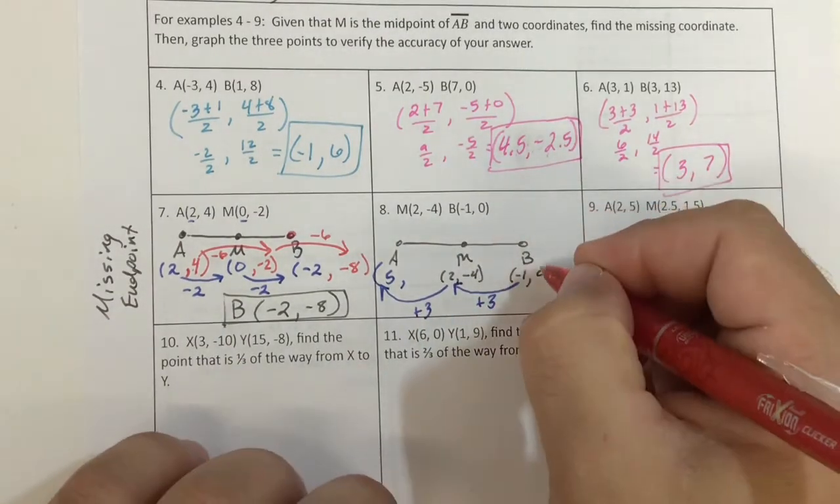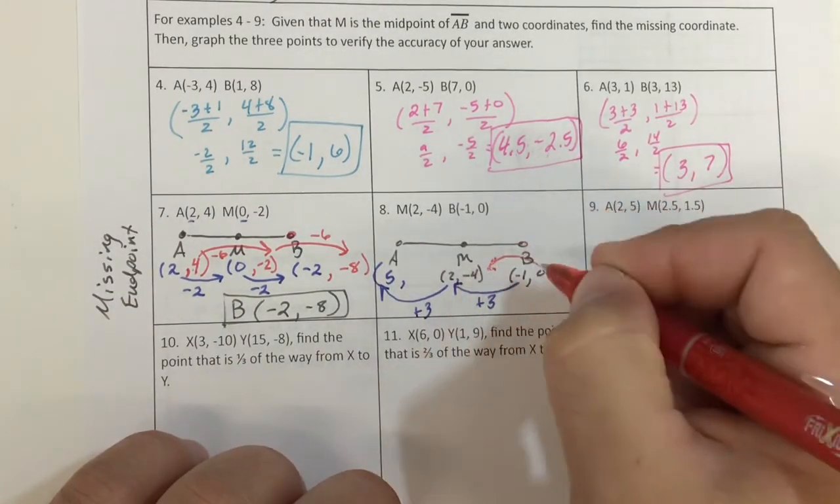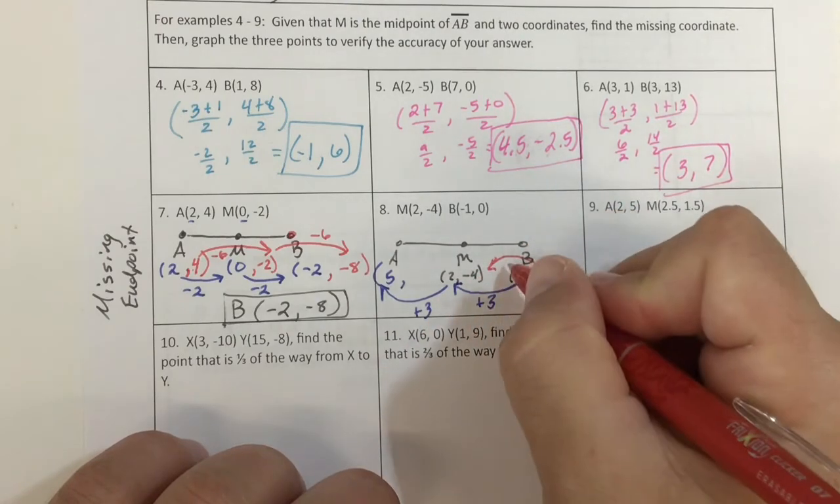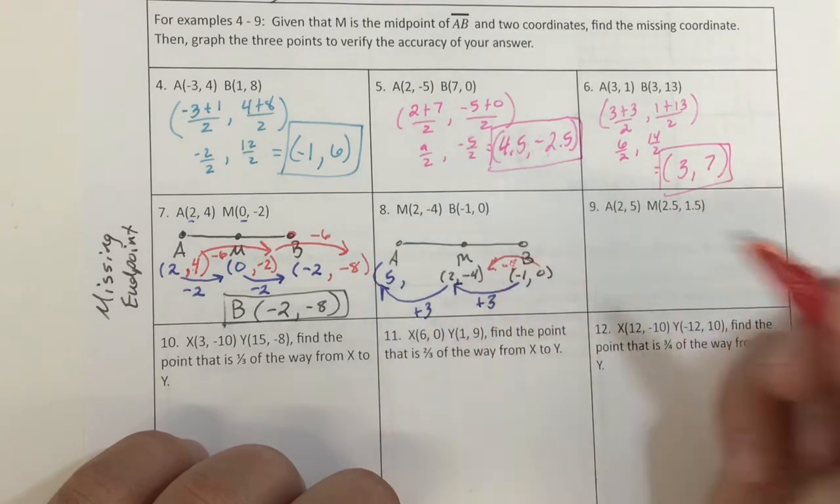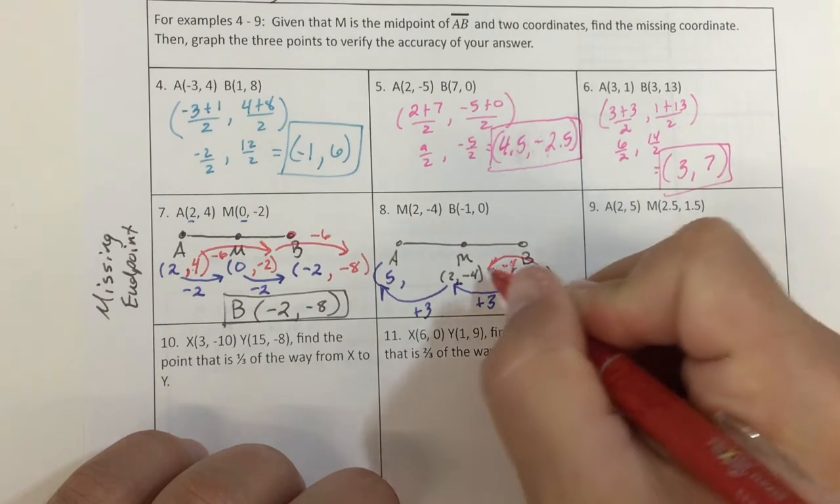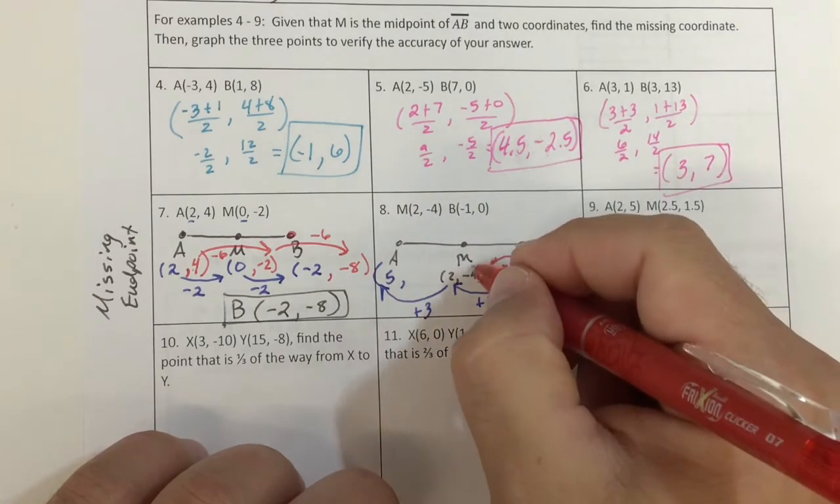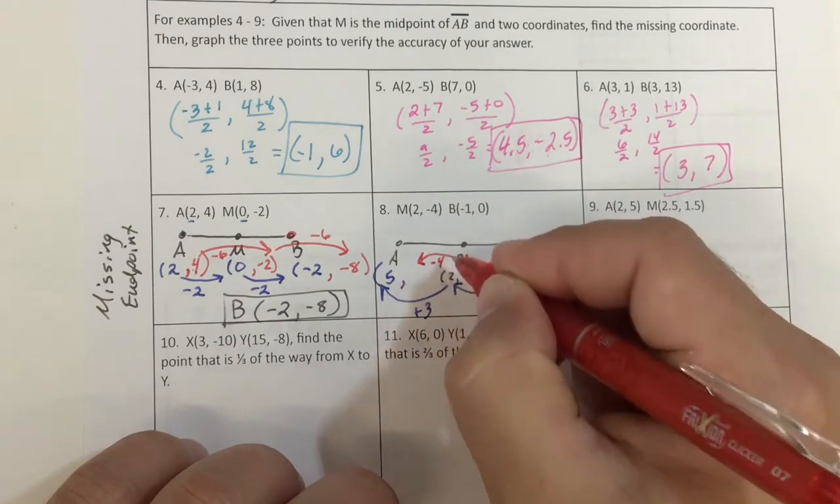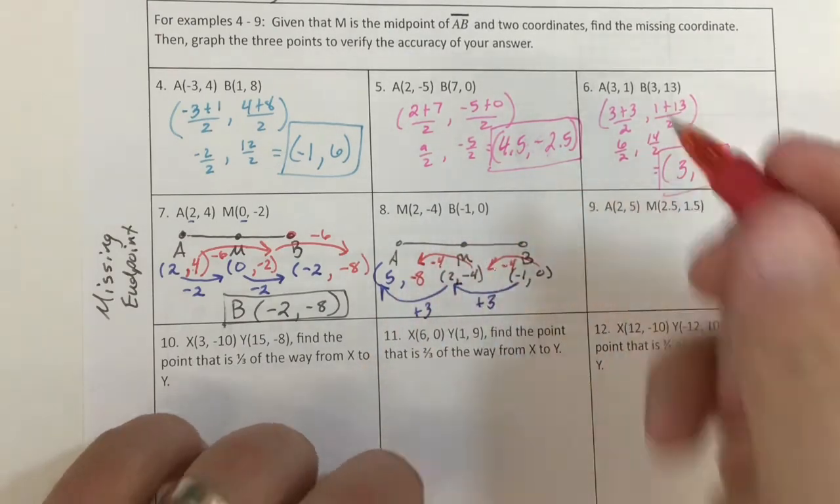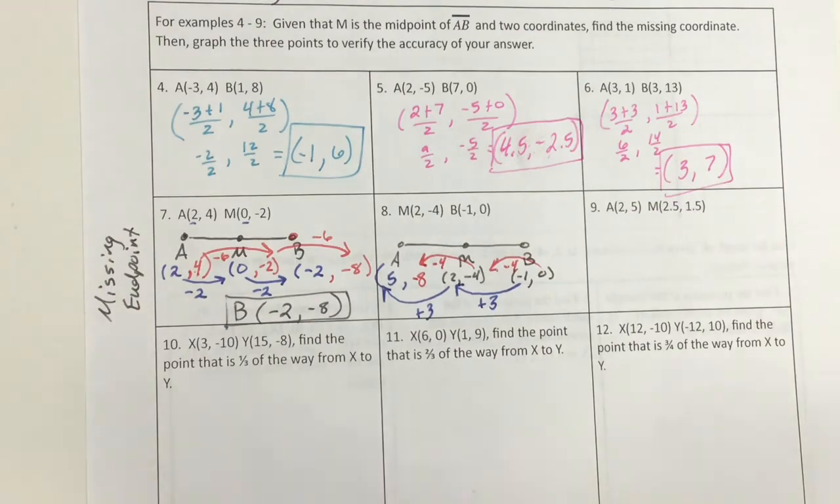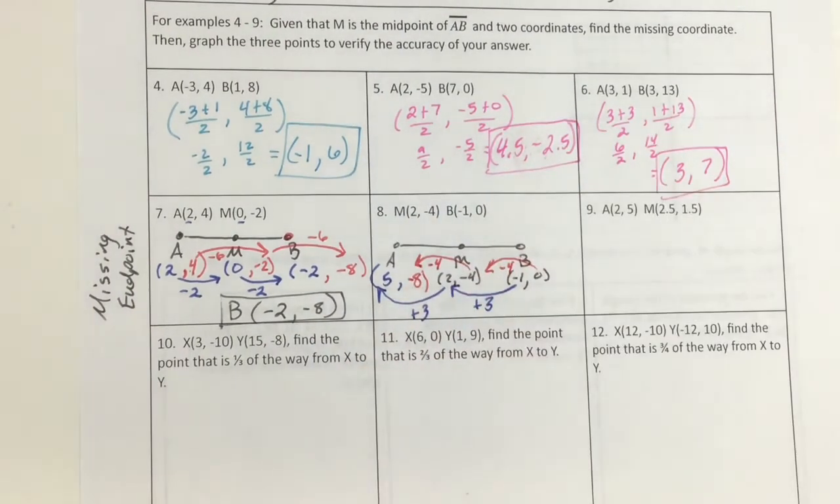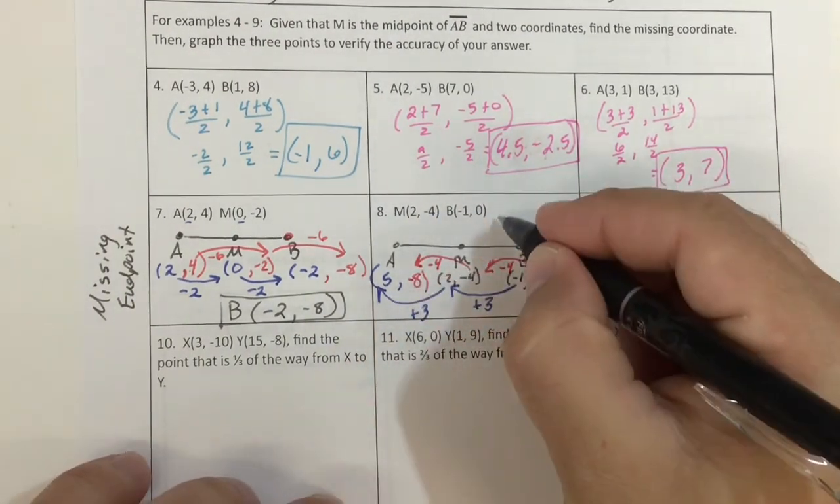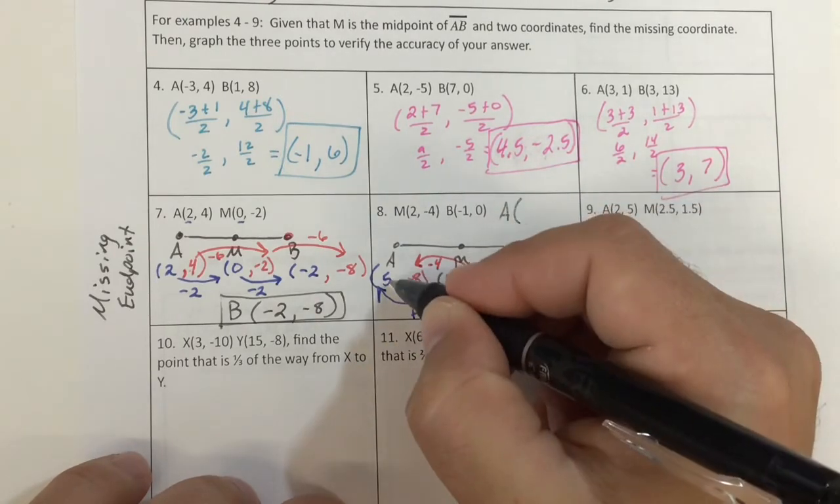Same thing for my y values. From 0 up, or sorry, down in this case to negative 4 is a loss of 4. It's a minus 4. We would have to do 0 minus 4 to get negative 4. So then I'm going to do that again to get this other coordinate. Negative 4 minus 4 is negative 8. All right, so my answer for the coordinates of A are 5, -8.